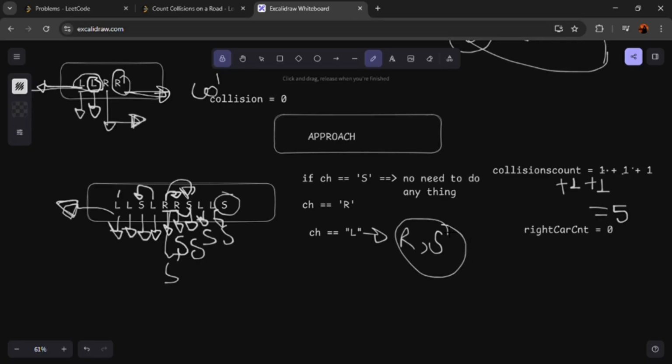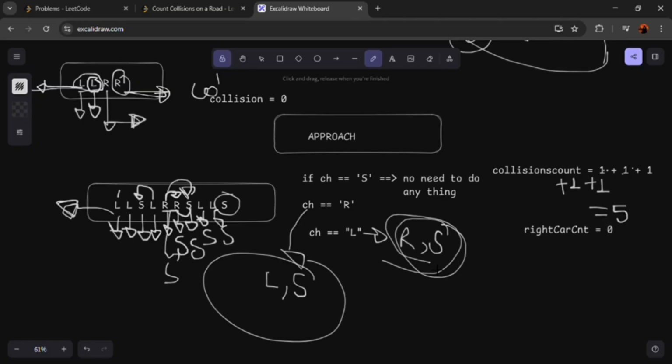So then there is a collision happening. In this case, if there is any car which comes from the right direction, or an already stationary car, we have to check these two conditions. For a car coming to the left side, we don't need to store the count, as we do for the right car count.